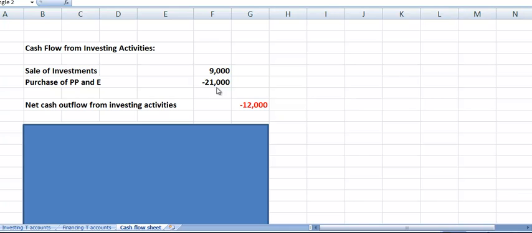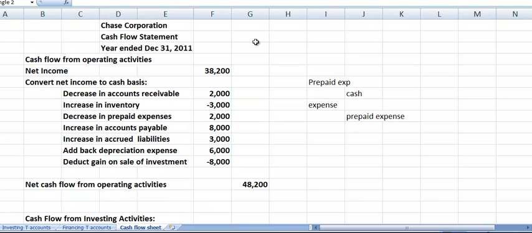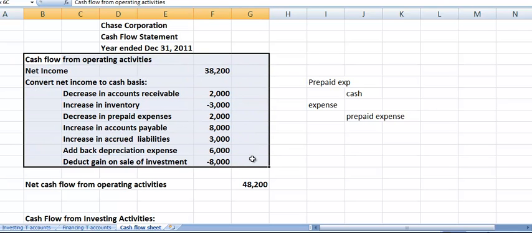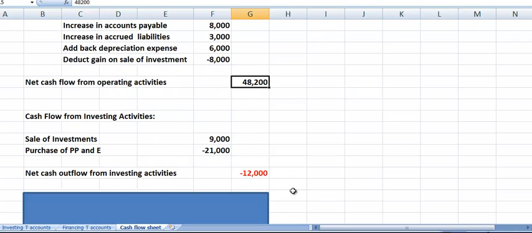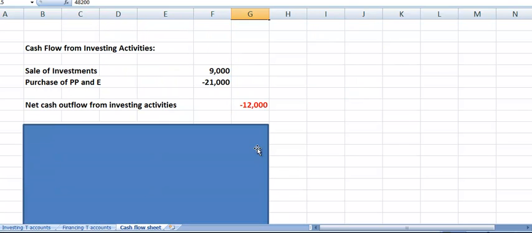Just a little recap, you'll remember that we initially calculated the cash flow from operating activities, and operating activities go first, and we wound up with $48,200. Cash flow from investing activities, we have a number here which says it's negative $12,000, which means we used up $12,000 net in investing activities. Let's have a look at how we did that.